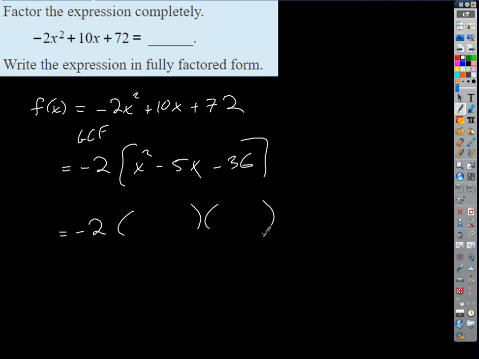Well, what was our trick? If a was equal to 1, because we're just breaking down the part in the brackets, right? The negative 2 is out front of everything. But if a is equal to 1, then if it factors, remember, those were both x's, because when I distribute, x times x gives me x squared. What about the number part? What did the, we call them magic numbers. What did the magic numbers have to do?